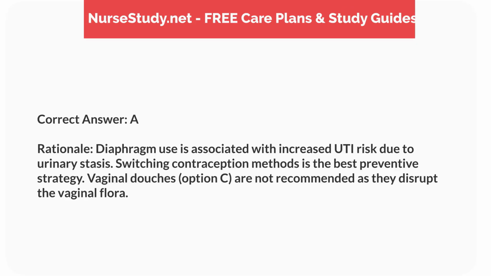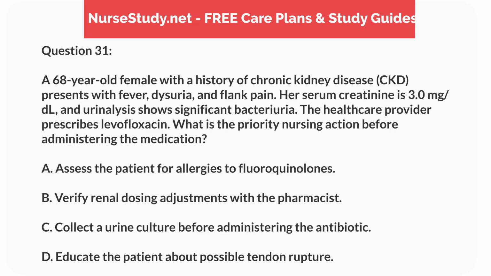Correct answer, A. Rationale: diaphragm use is associated with increased UTI risk due to urinary stasis. Switching contraception methods is the best preventive strategy. Vaginal douches, option C, are not recommended as they disrupt the vaginal flora. Question 31. A 68-year-old female with a history of chronic kidney disease, CKD, presents with fever, dysuria, and flank pain. Her serum creatinine is 3.0 mg per deciliter, and urinalysis shows significant bacteriuria.